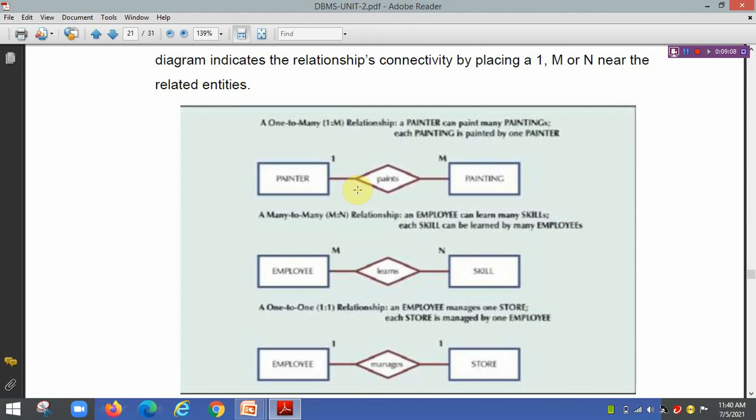Another one is a one to many relationship. Painter paints painting. One painter paints more than one painting. If we reverse this, painting is painted by the painter. More than one painting is painted by the person who is a painter. In this way, different types of connectivities are there.